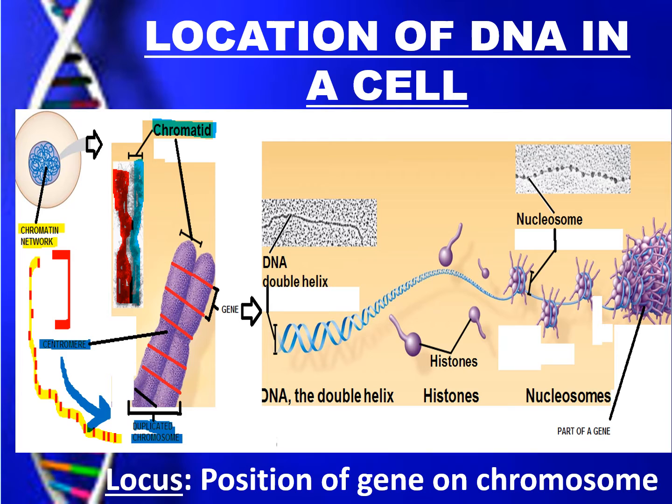And when we come to the word nucleosomes, that basically refers to the combination of histones and your chromatin network. So your chromatin network is often coiled around protein structures called histones, and that collectively is called nucleosomes.